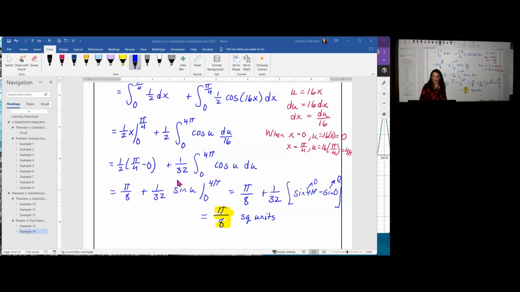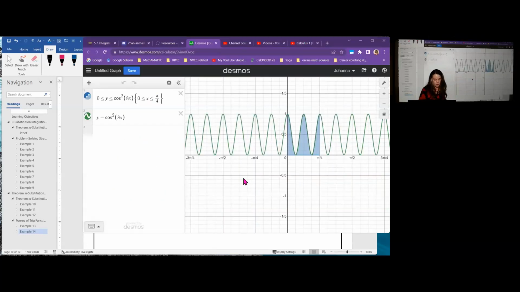Let's take a look at the graph and see what it looks like. When we look at the graph, we can see our graph of cosine squared of 8x, and we have marked off the section between 0 and 4 pi. We've shaded the area between the curve and the independent axis. This is what we got with pi divided by 8 square units. This is how we deal with a power of sine or cosine.